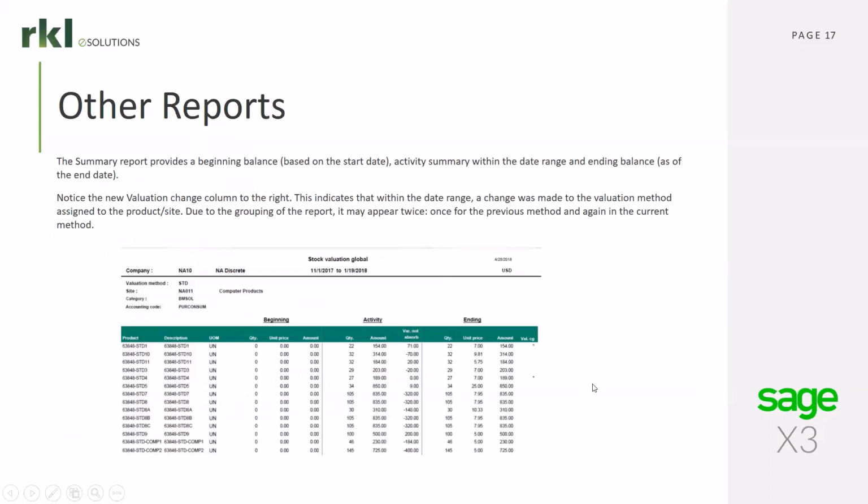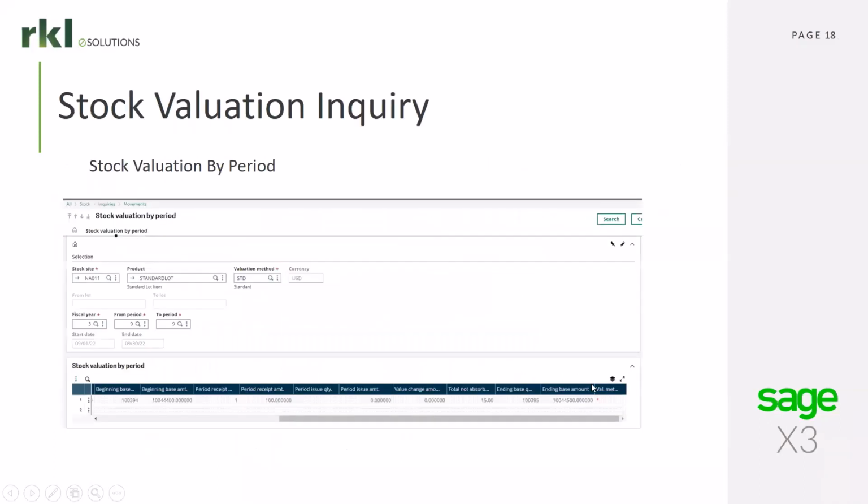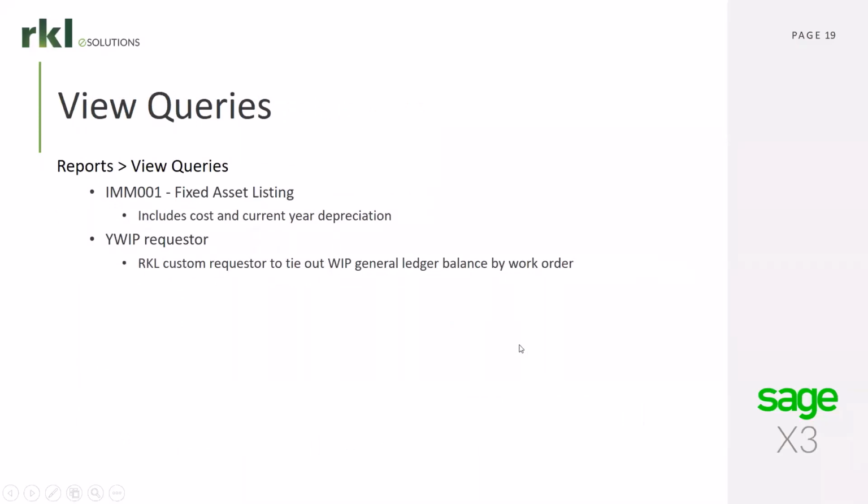And again, this is what the summary and the detail look like. That's the inquiry. Going on, available queries that you can run: fixed asset listing, and we can help you with a YWIP requester, which we would help build for you. And this helps you reconcile your WIP account with the general ledger by work order.